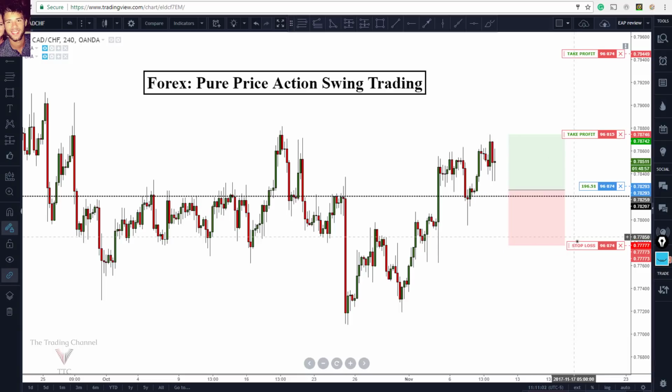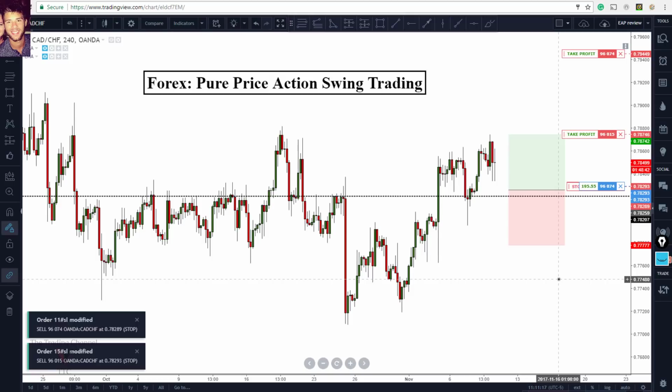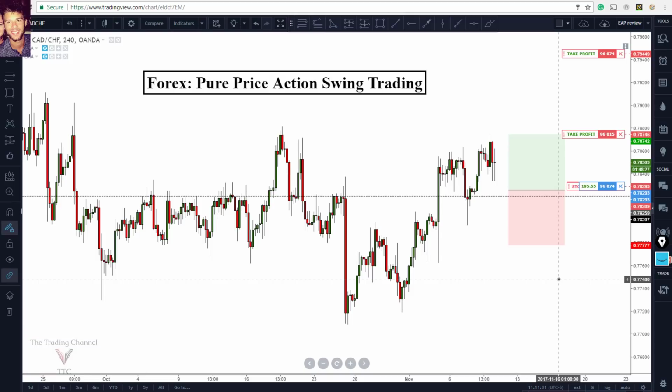So what we're going to do is go ahead and move our stop loss up to break even on this trade, and we're just going to wait and see how this trade plays out. Either way, whether we win this trade or get stopped out for break even, this was a great trade in association with our trading plan.